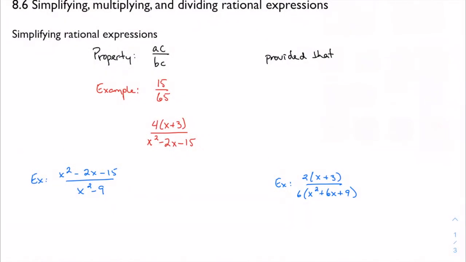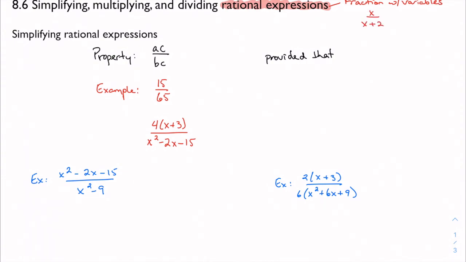So in this section, skipping way ahead now to chapter 8, talking about three big concepts: simplifying, multiplying, and dividing rational expressions. And by rational expressions, all I really mean is a fraction, essentially. A fraction usually with variables, right? Things like x over x plus 2.